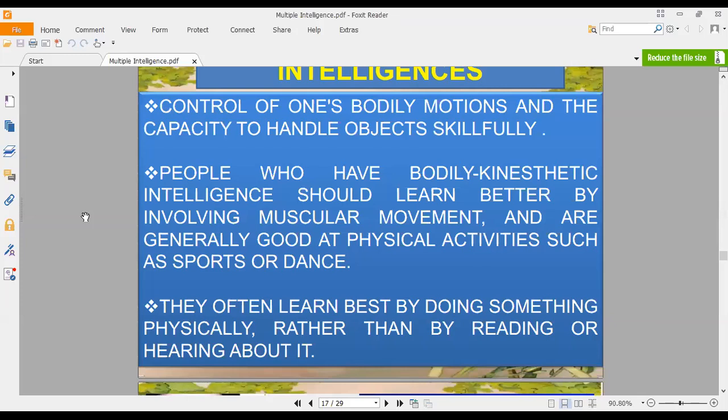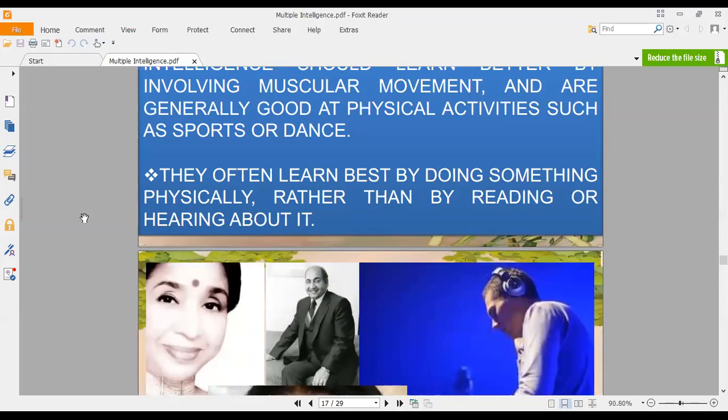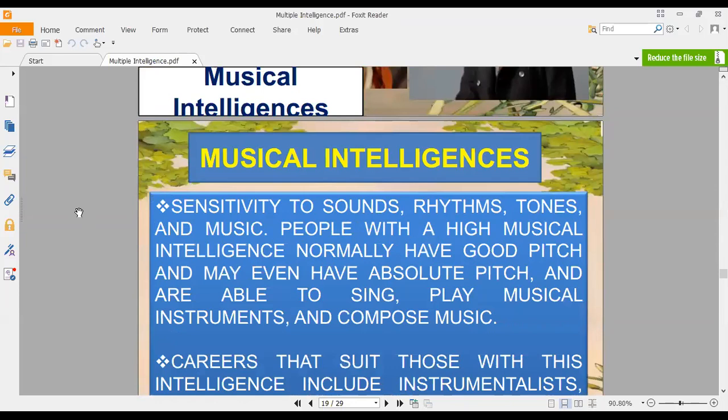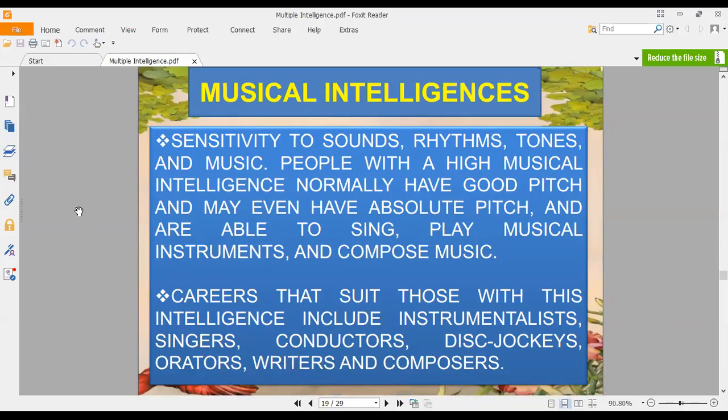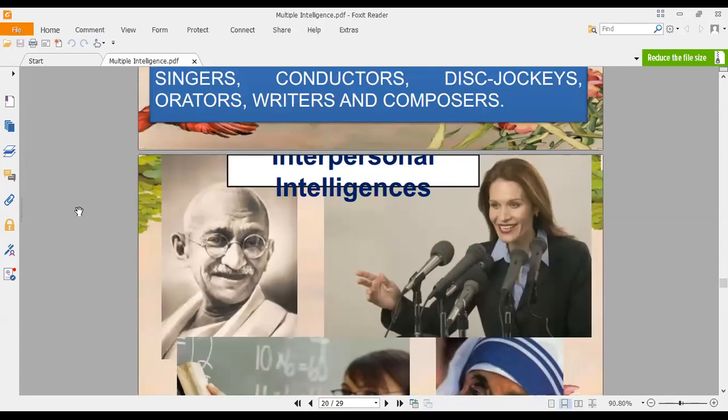The problem is, we cannot follow those songs, we cannot follow those dances, but those kids have the level of intelligence to follow and understand those things more easily than us, right? So he's coming up with the musical aspect: sensitivity of sound, rhymes, tones, music. So understanding the proper pitch, composing music. So you have the thing that I have to tell on the presentation, right? Musical ability, right?